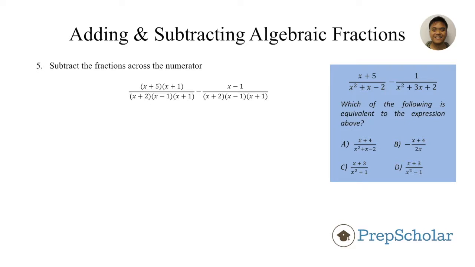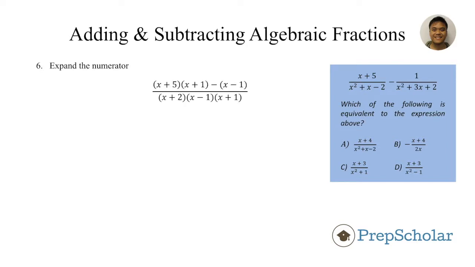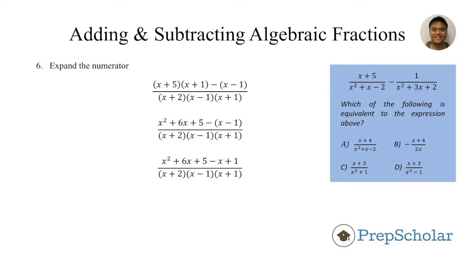Here's what we had, and since they have the same denominator, we can subtract, giving us x plus 5 times x plus 1 minus x minus 1 over that denominator. And yeah, we finally were able to subtract, and now we just got to simplify. Usually we have to expand the numerator, so we have this. We should multiply the x plus 5 times the x plus 1, which will give us x squared plus 6x plus 5, and then we could subtract the x minus 1, which gives us x squared plus 6x plus 5 minus x plus 1. Remember, the minus signs cancel out and become a plus, which gives us x squared plus 5x plus 6 over that big denominator.